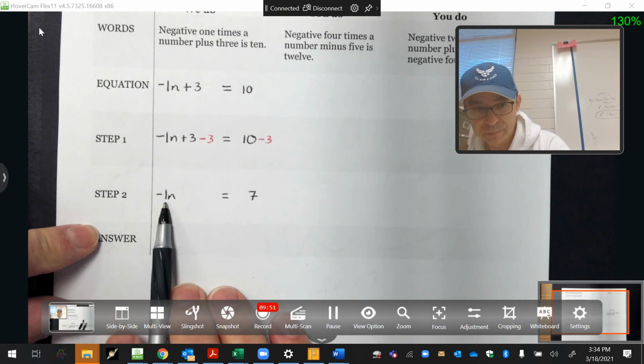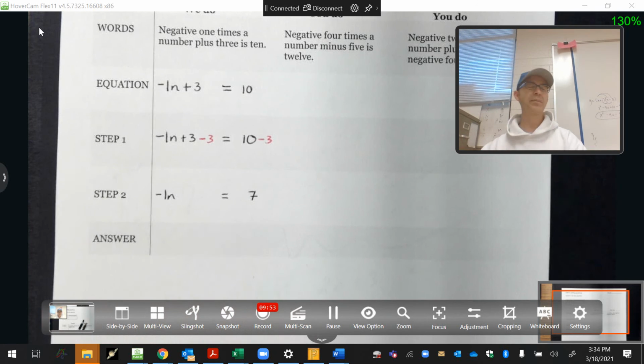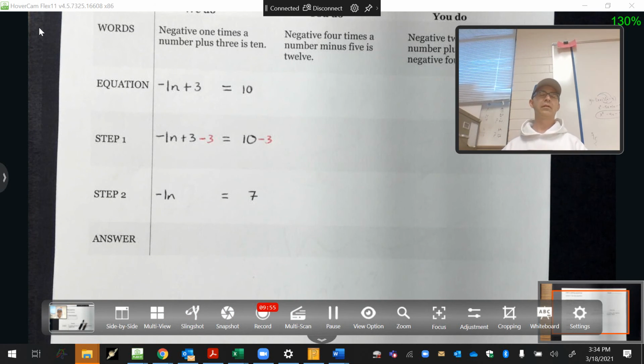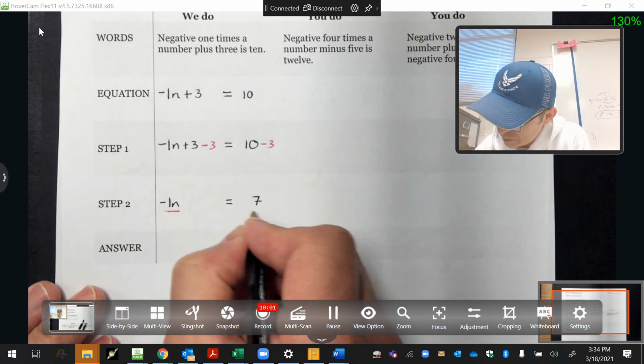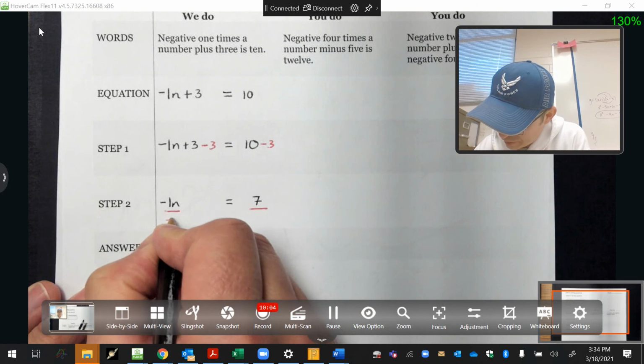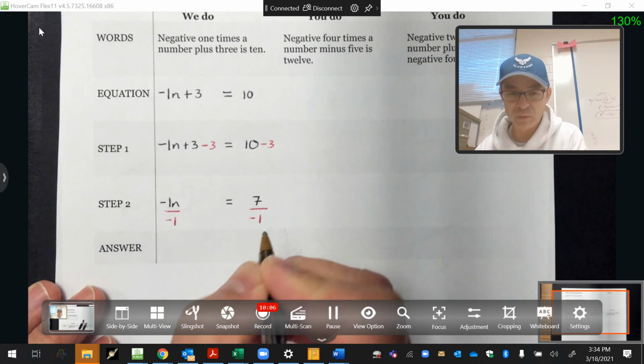Negative 1 times n. The opposite of times is divide. So you have to divide by negative 1, divide by negative 1 on both sides.